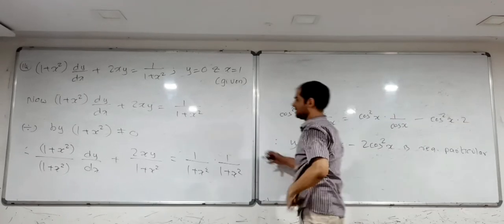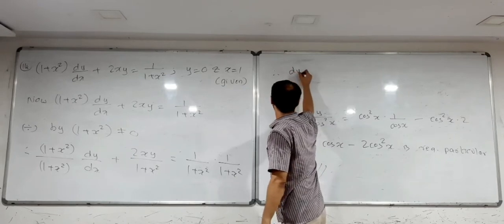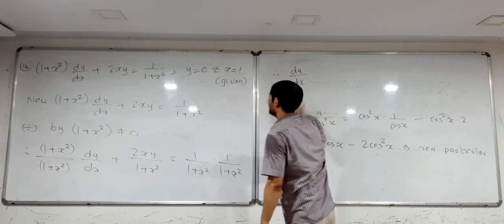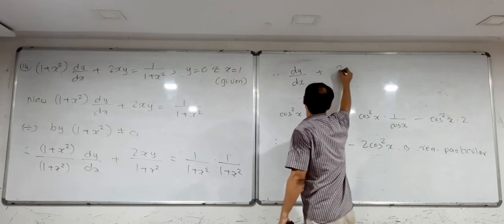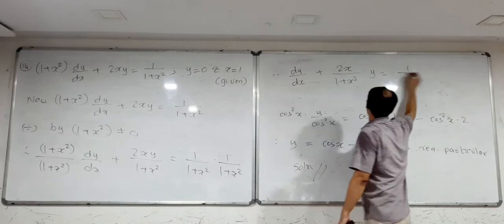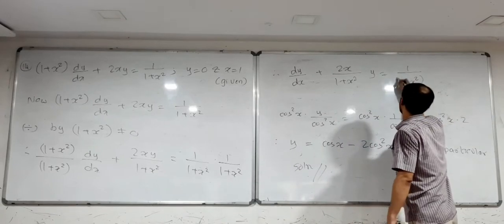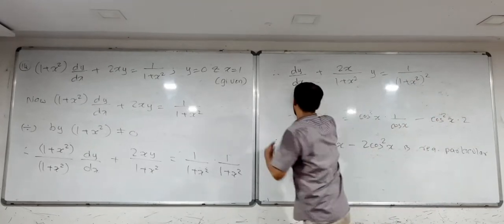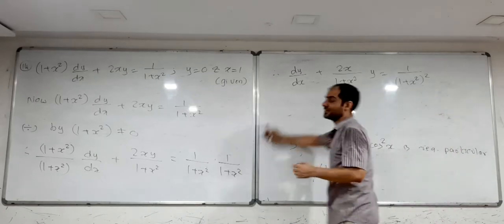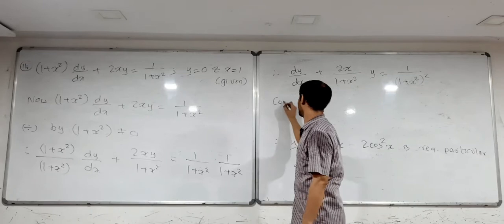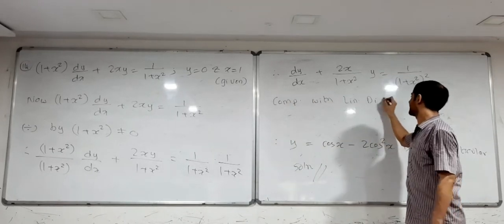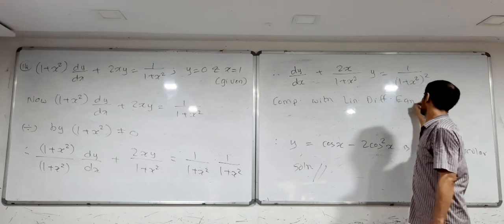So therefore dy by dx plus 2x upon 1 plus x square y is equal to 1 upon 1 plus x square the whole square. Yes or no? Yes. So अब ये कितना हो गया, ये लीनियर डिफरेंशियल इक्वेशन का फर्स्ट टाइप है. So compare it with linear differential equation.